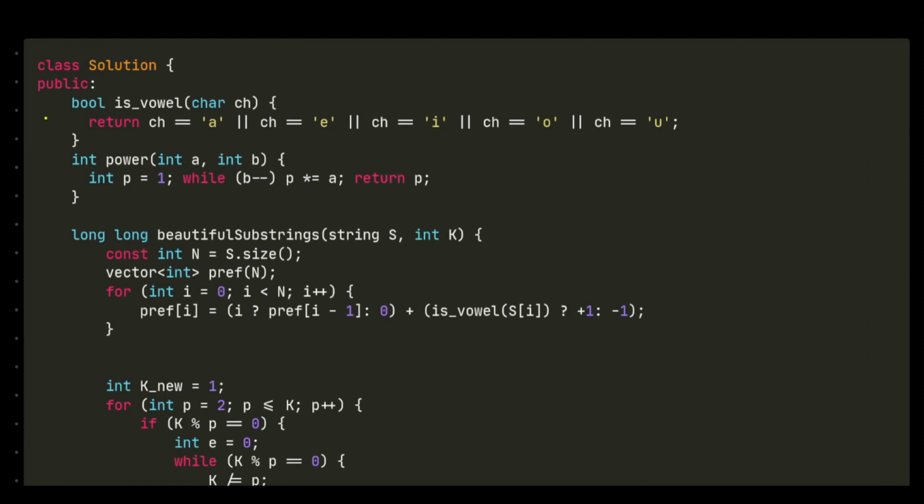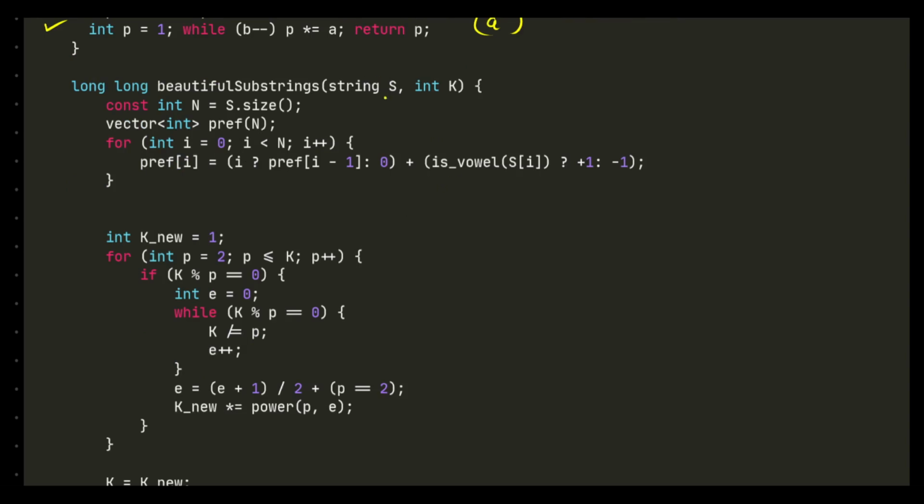Okay, we have two utility functions to find out whether the character is a vowel or not, and to find out the value for the exponent of any value. And we have been given string s and key as input. We find out the prefix array, which is, first of all, the substitution plus or minus 1. Vowel is substituted as plus 1 and consonant as minus 1.